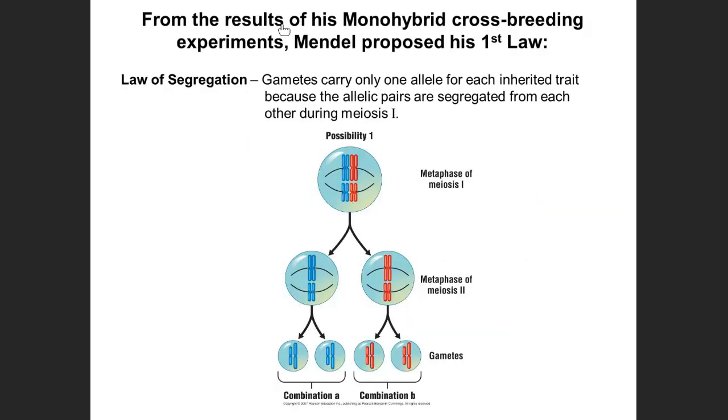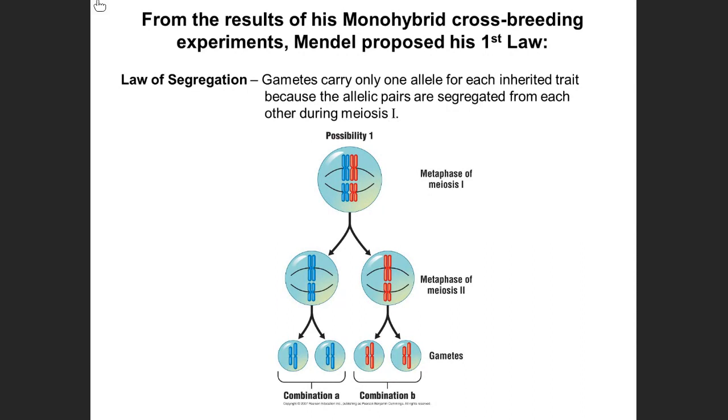And then Mendel himself drew a conclusion from his monohybrid crosses. He simply called this his first law, and the name of this first law is the law of segregation. It states: gametes carry only one allele for each inherited trait because the allelic pairs are segregated from each other during meiosis 1.